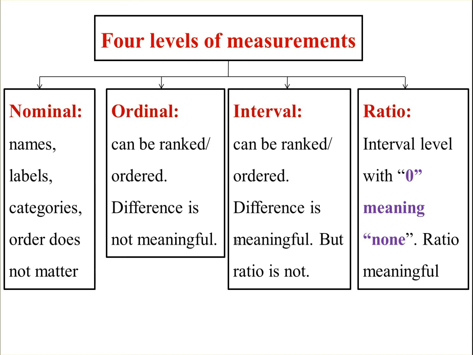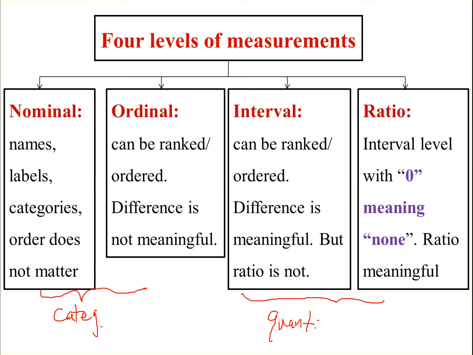There is another way to categorize data using the 4 levels of measurement. Now, the relationship between this way, the 4 levels, and the previous one, which is 2 types, categorical and quantitative, is these 2 types. The first 2, nominal and ordinal, these 2 are actually categorical data. And these 2 are quantitative data.